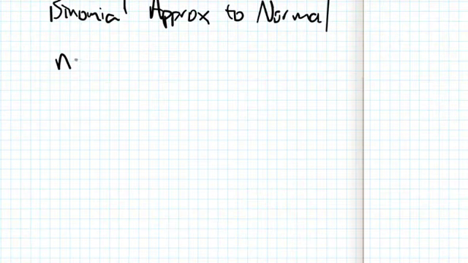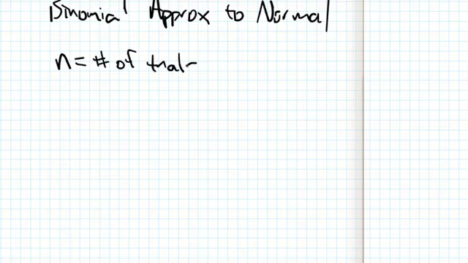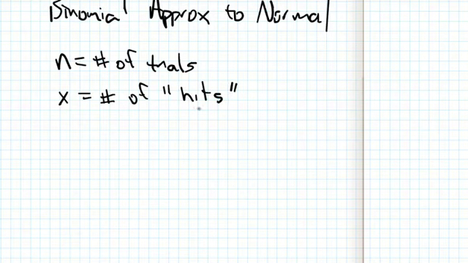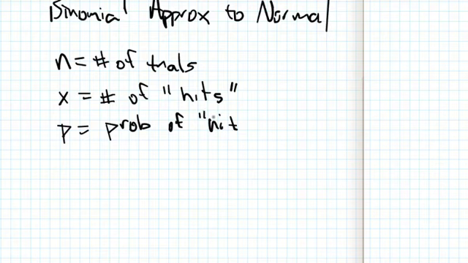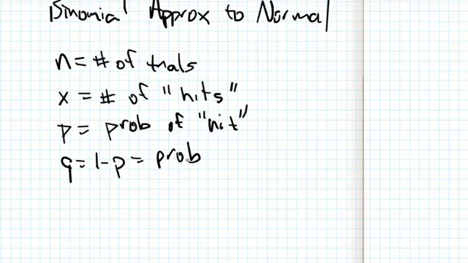Let's revisit what binomial means. We know that n is the fixed number of trials. X is the number of hits, right? Remember how that worked? P is equal to the probability of a hit. And Q, which is 1 minus P, equals the probability, just because we can use the complement, probability of a miss or a not hit.